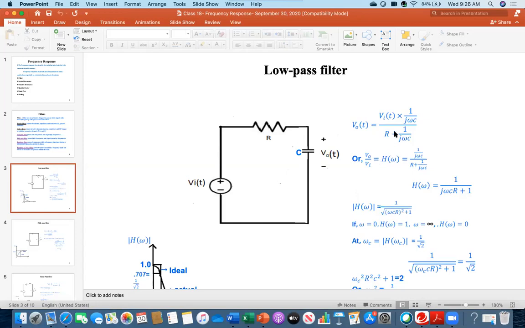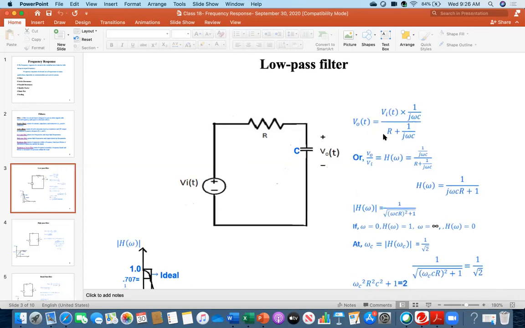Okay, everybody see what will be the output for this circuit, V naught T, like I have done for you. Everybody see the equation. V naught T is the input over the total impedance. This is my input V i T over the total impedance, which is R plus 1 over j omega C. I am writing in the phasor form because there you can see the omega. And then the impedance of this one, 1 over j omega C, I am multiplying. So this is my V naught T.